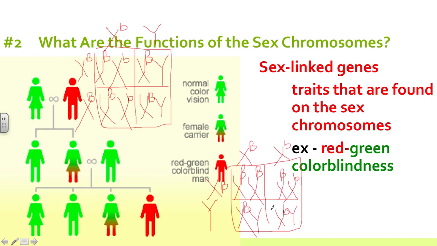Okay? So if the F1s, these are the F1s, got married, these would be the F2s. Here's a 25% chance of being a female normal right here. Here's a 25% chance of being a normal male, which is right here. Here's a 25% chance of being a female carrier. And a 25% chance of being a colorblind man, which is right here. Okay? So that's how you make the Punnett squares for these.